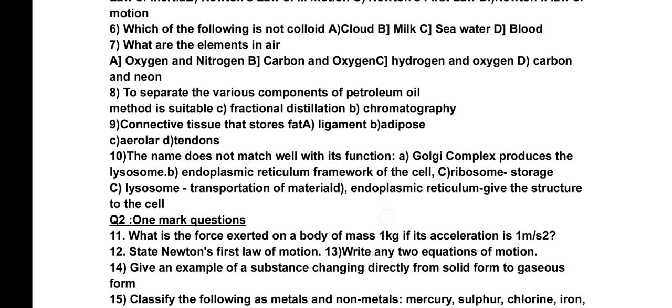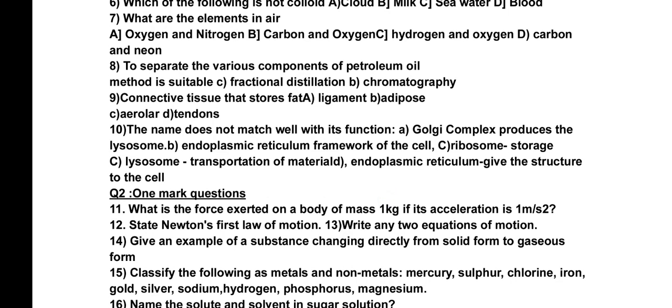Which of the following is not a colloid? There are 4 types of materials given here: cloud, milk, seawater and blood. Seawater is the correct answer because it is not a colloid, it is a solution. The other 3 things are colloids.